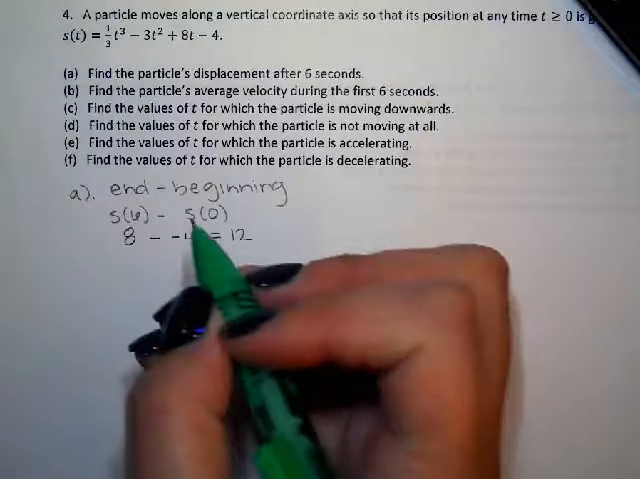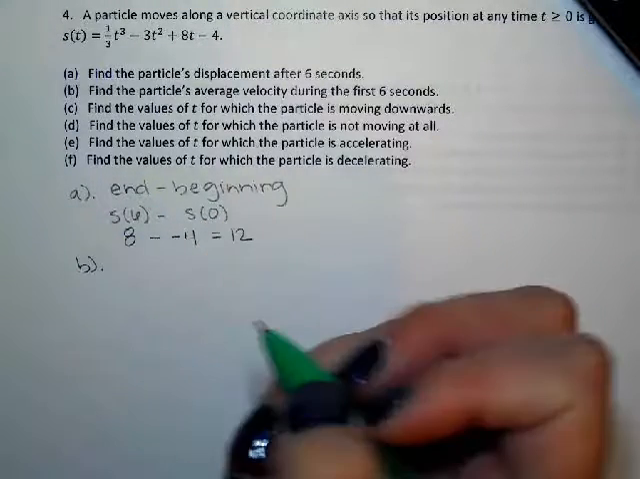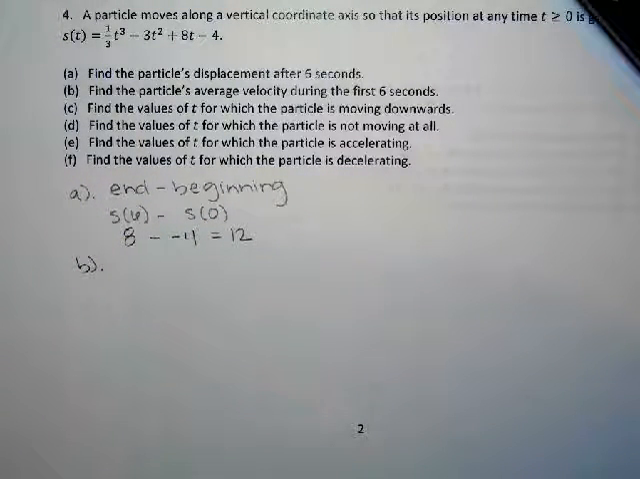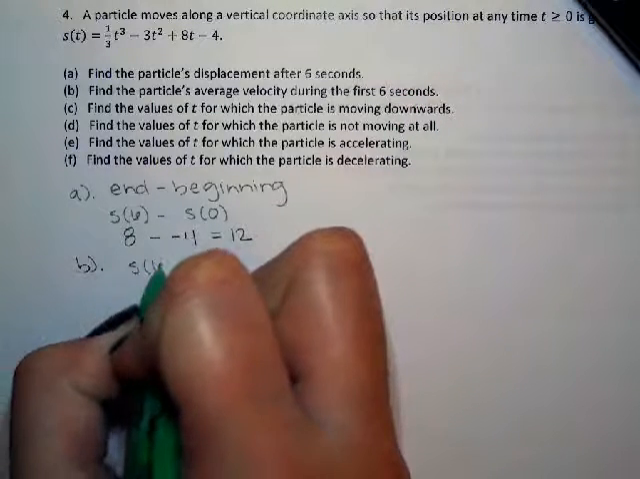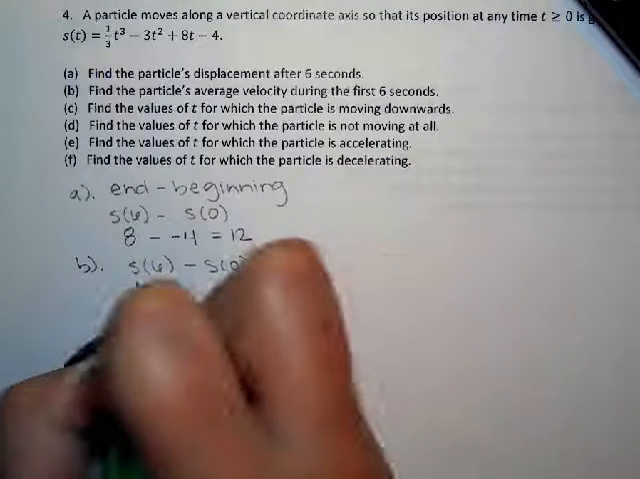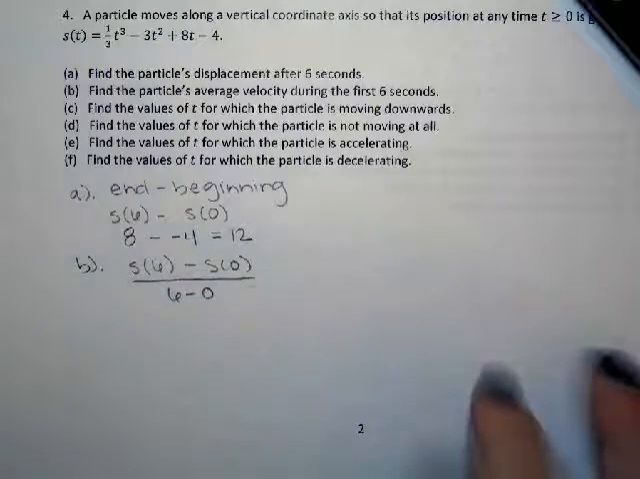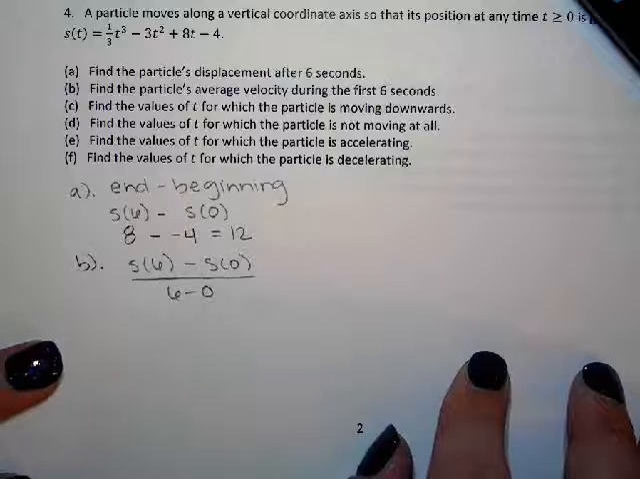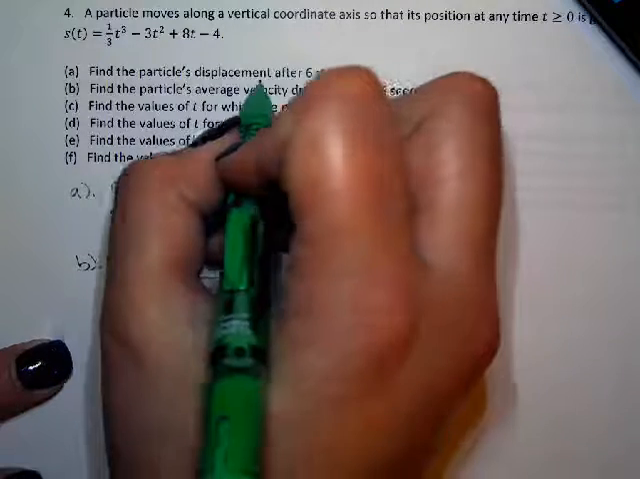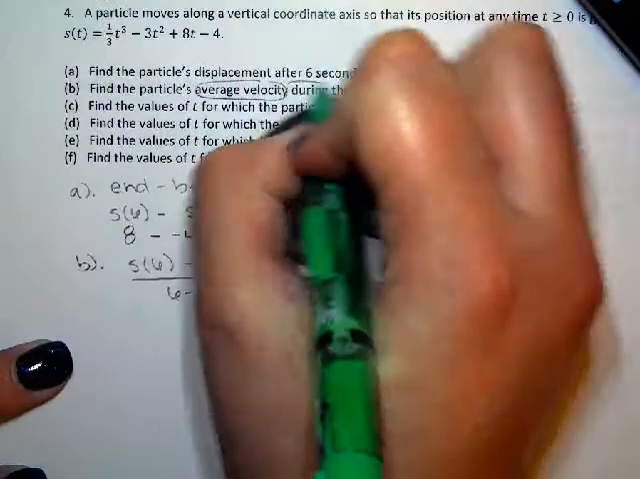Okay. Part B, find the average velocity. So what should the word velocity make you think of? Derivative or slope, right? But when it says average, what should it make you think of? Yeah, regular slope, right? Old school slope is what it should make you think of. So we're going to say s of 6 minus s of 0 divided by 6 minus 0. Does that make sense? So old school slope. Average velocity is old school slope.